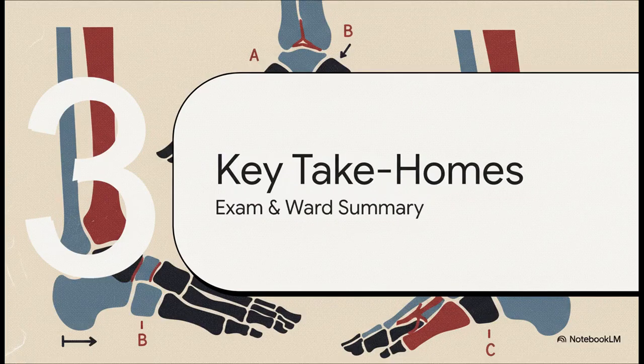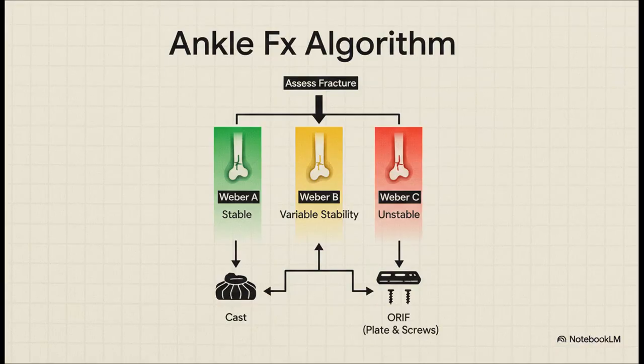All right, we've covered a lot of ground. Let's boil this all down to the absolute key take-home messages. This is the stuff you need to remember for your exams and for when you're on the wards. So, here it is, your cheat sheet. It all starts with the syndesmosis. Its integrity is what determines stability. And the Weber classification is our best tool, using that fibular fracture level to tell us what's going on.